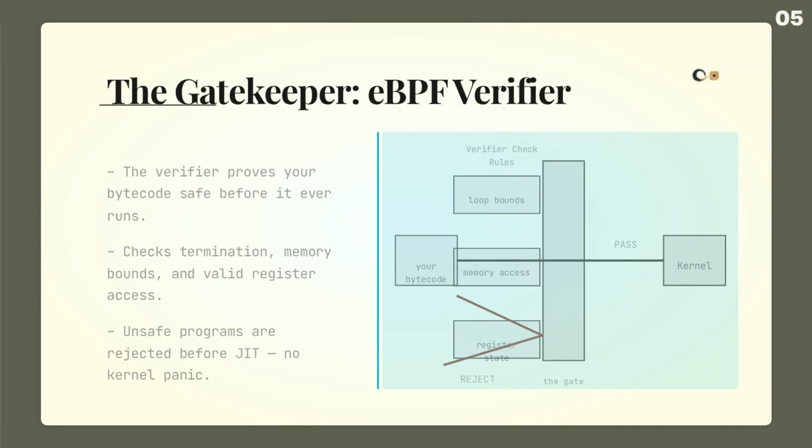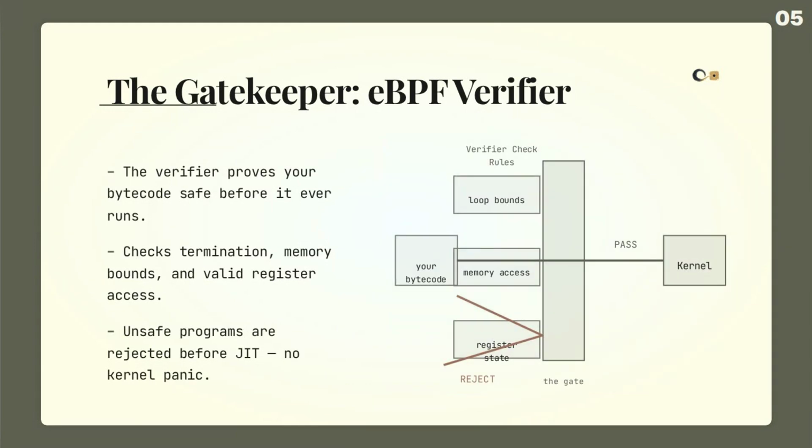This table lists the specific verifier check rules that are applied. It covers loop restrictions, memory boundary validation, and register type tracking. If a developer tries to cast a map pointer to an arbitrary integer or dereference an uninitialized register, the verifier will catch it right here, saving the kernel from corruption.